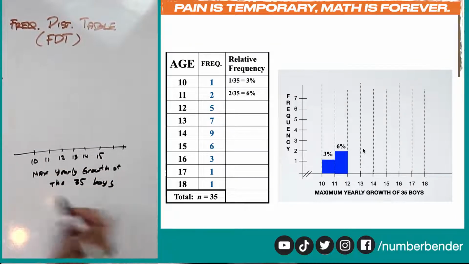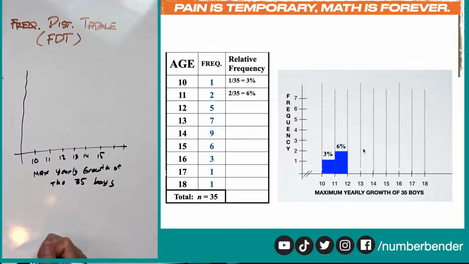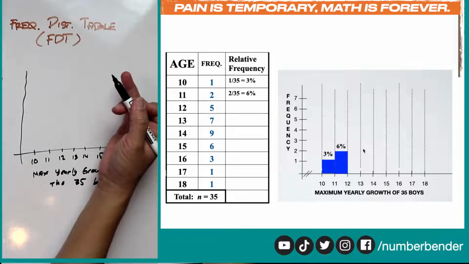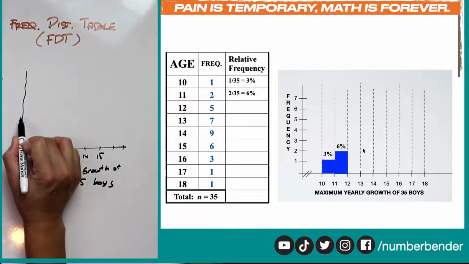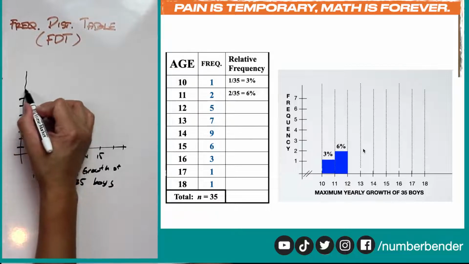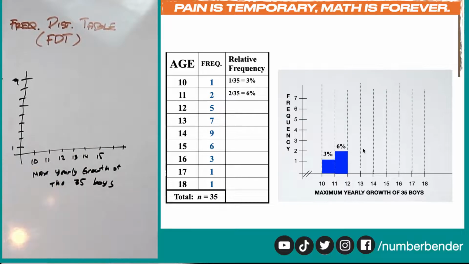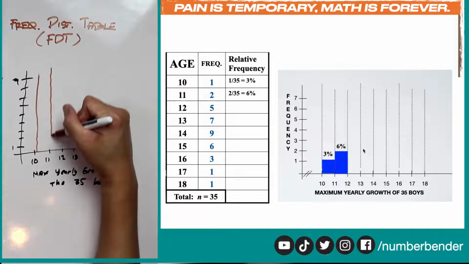So this is my horizontal axis, and my vertical axis will be my frequency, and for my frequency, I have a minimum of 1 and the maximum of 9. So I'm going to count from 1 all the way to 9 for my height or my vertical axis. So 1, 2, 3, 4, 5, 6, 7, 8, 9. So this is my maximum and this is my minimum. And now I'm just going to draw a vertical line for each unit.